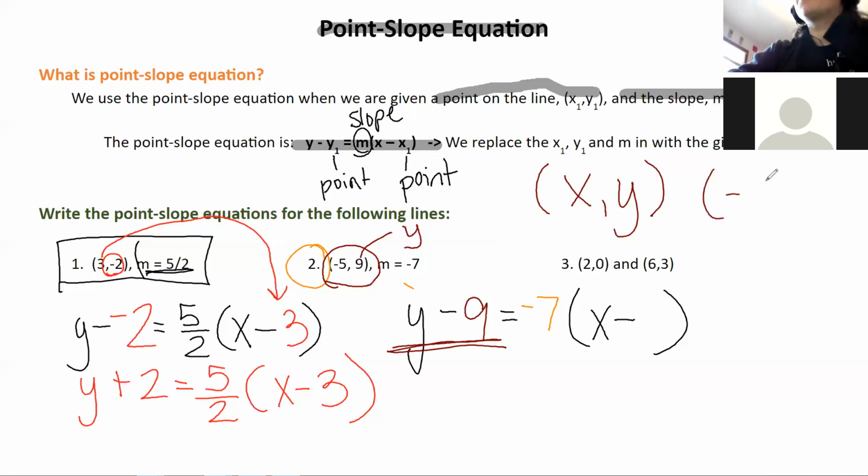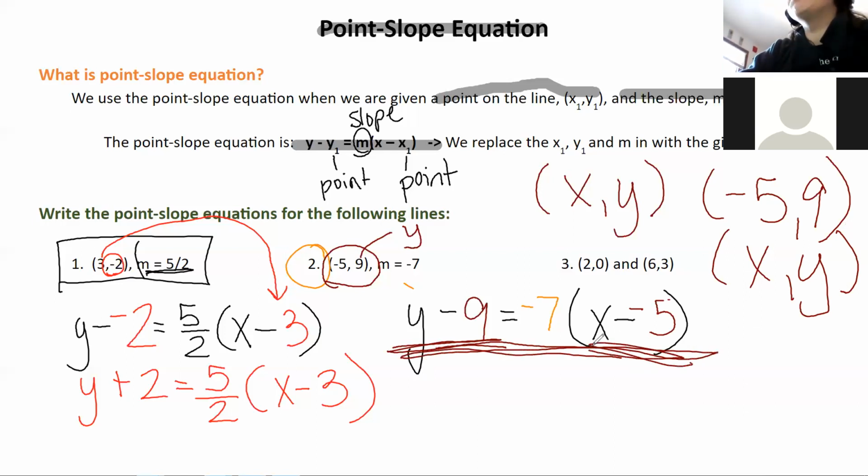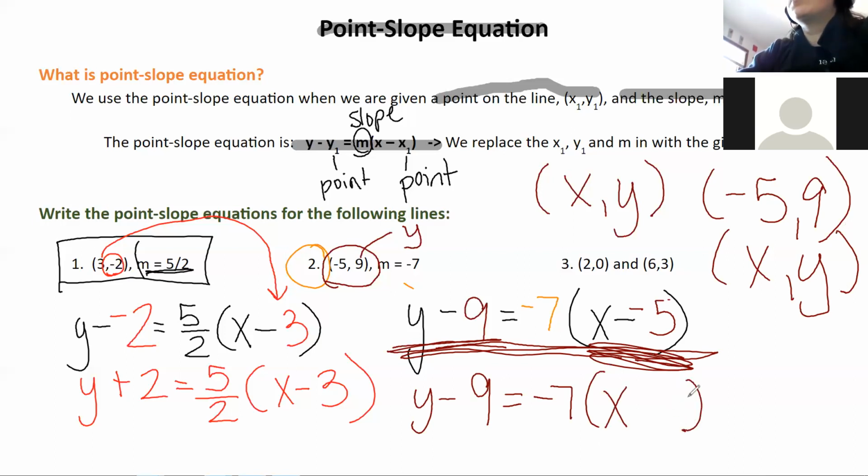If they gave you the point -5, 9, which one of those is my x? -5, right. So I'm going to put a -5 into the formula. Now, what is the very last thing I have to do with this x minus a -5 to make it look simplified a little bit better? What am I going to put there? Aha, that's right. Yeah, x plus 5. Good. Very good. And then that is my point slope formula.